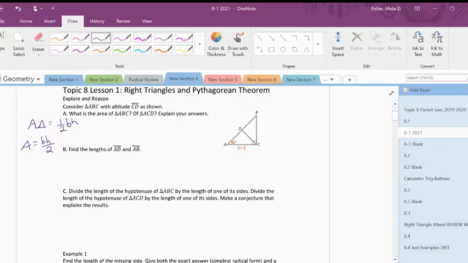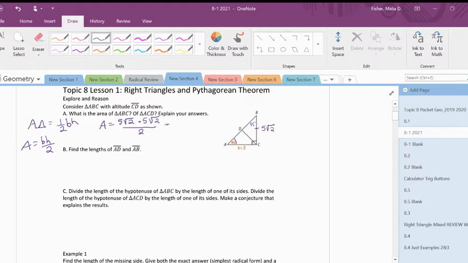Looking at these triangles, we know that if this is 45 and this is 90, then this one also has to be 45, which means that this has to be an isosceles triangle, and this has to be 5 square root 2. So to find the area, we can do half of the base times the height. So 5 square root of 2 times 5 square root of 2 divided by 2. That's going to be our area for our triangle.